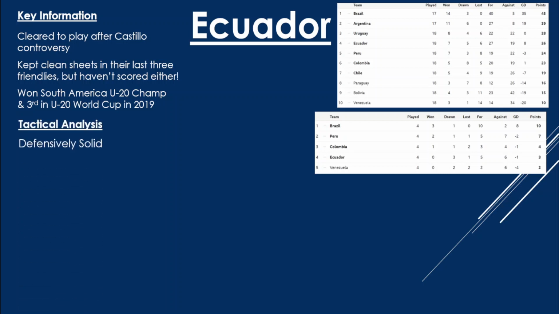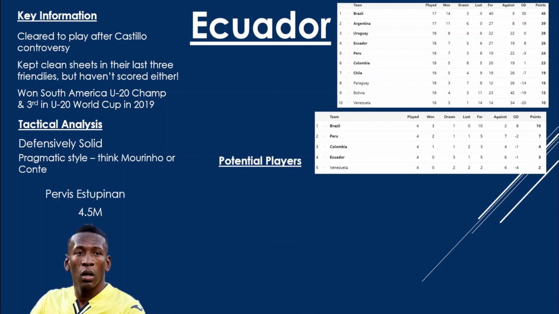Some tactical analysis here. They're defensively very solid. They don't tend to concede many chances, but at the same time, they don't create that many either. They've got quite a pragmatic style. So, think Mourinho or Conte, that sort of safety first, keeping everyone solid, less risk taking. So, if you are planning on getting some potential players in, you might want to start looking at the defence first. And we've got Pervis Estupinan here at 4.5 million.